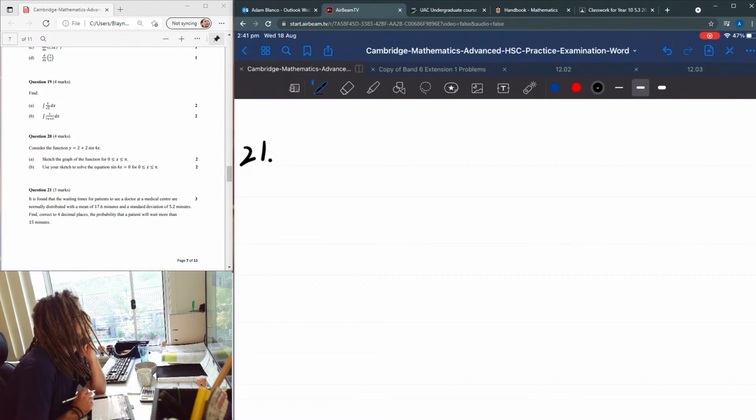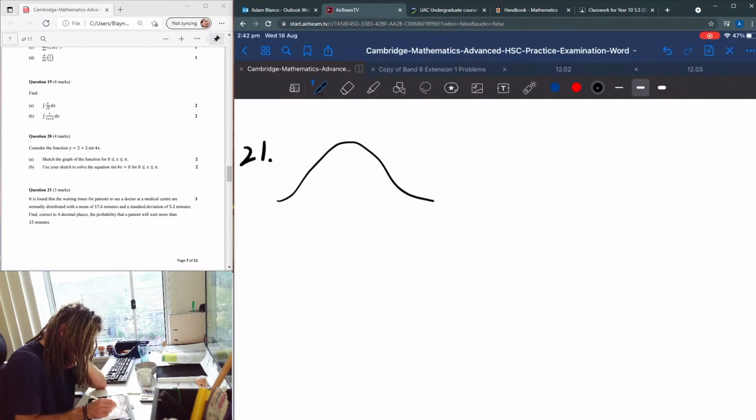It's found that the wait times of patients to see a doctor in a medical center are normally distributed. That's what I need. That's standard deviation. Find the probability that the patient will wait more than 15 minutes. Okay, so this is a type of question where I draw a bell curve. Let's just draw a terrible one.